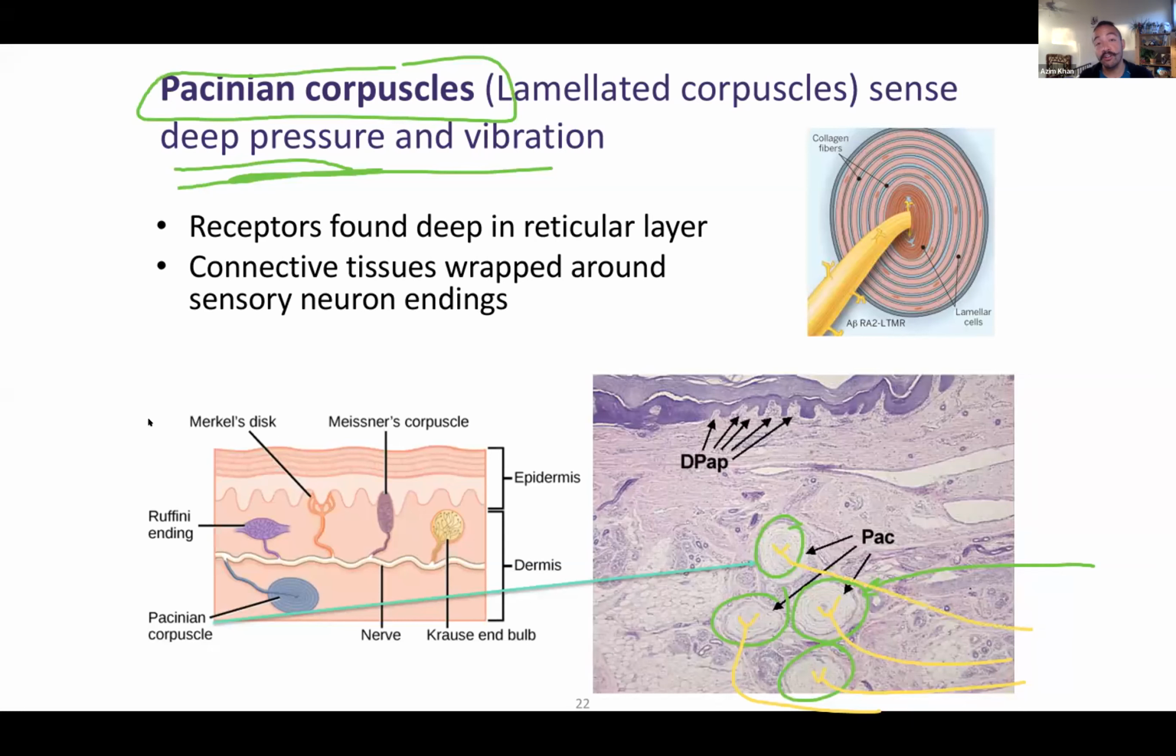They're also very large compared to the others. Look at what's labeled here as a DPAP. These are dermal papillae. This is where you'd find Meissner's corpuscles, and they're going to be really small. Pacinian corpuscles are much bigger.